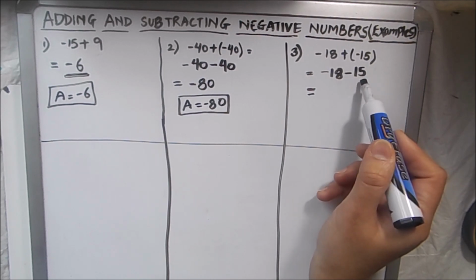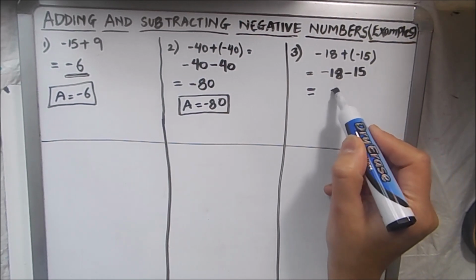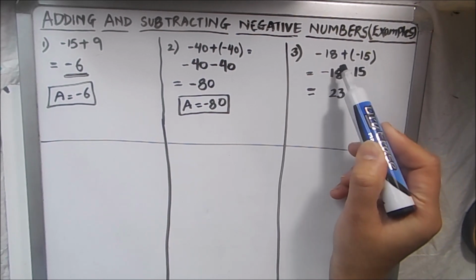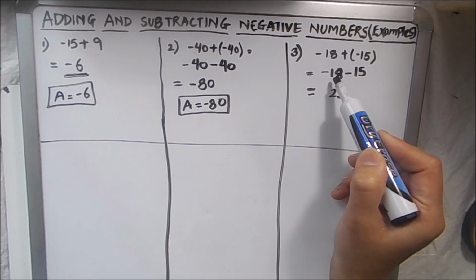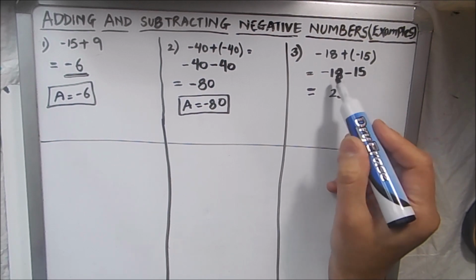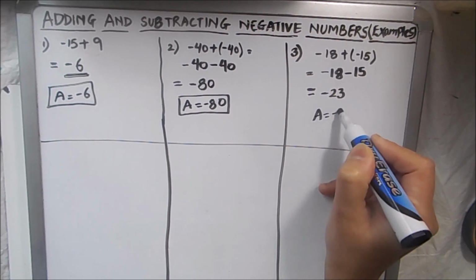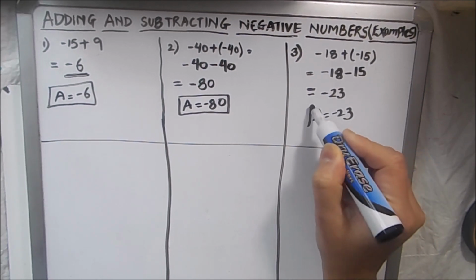So 18 plus 15 is 33 and the sign will always be of the bigger number in the numerical value. So here the bigger numerical value is 18, its sign is negative, so the answer is negative 33.